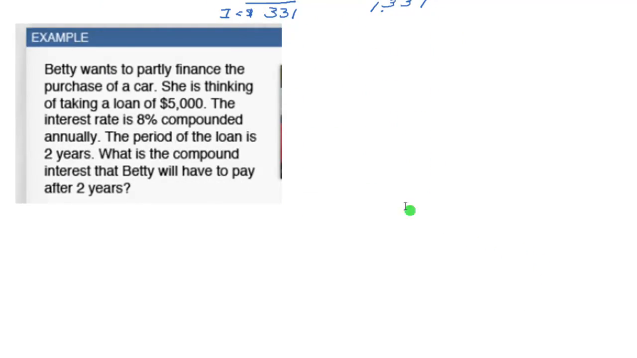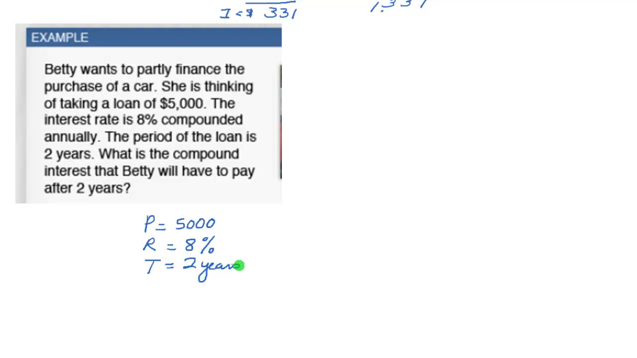Example. Betty wants to partly finance the purchase of a car. She is thinking of taking a loan for $5,000. The interest rate is 8% compounded annually. The period of the loan is 2 years. What is the compound interest that Betty will have to pay after 2 years? So Betty's principal is $5,000. Her rate is 8%. Her loan period is 2 years.